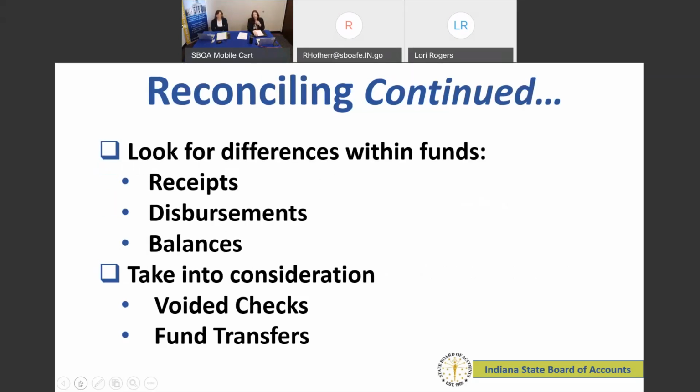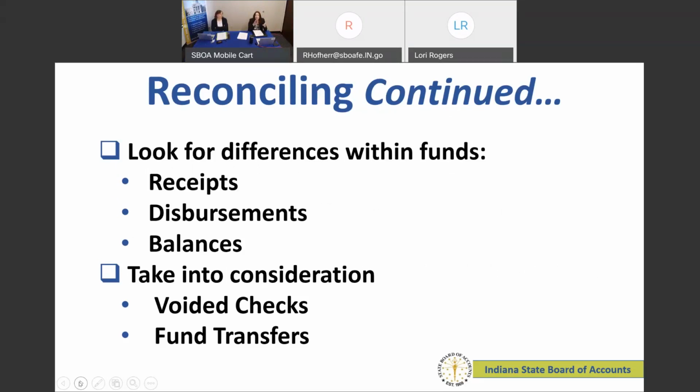When you're doing the reconciliation, you really need to be looking at the difference not only with your total overall balance, but you need to be looking by fund. Do you have the same amount of receipts in general fund on both sides? Do you have the same amount of disbursements in general fund on both sides? Is the balance the same on both sides? Okay, so it's more than just a one number reconcilement. All right, we need to be reconciling everything. Every transaction should be mirrored in both sides, okay?